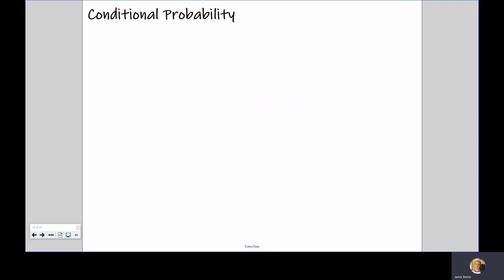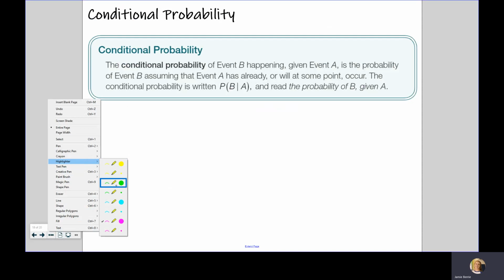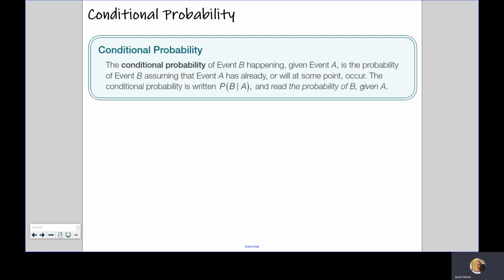Now let's talk about what we do when we have to deal with dependent events, where one outcome depends on another outcome. So this is the definition of conditional probability. The key word to look for in these problems is the word "given."